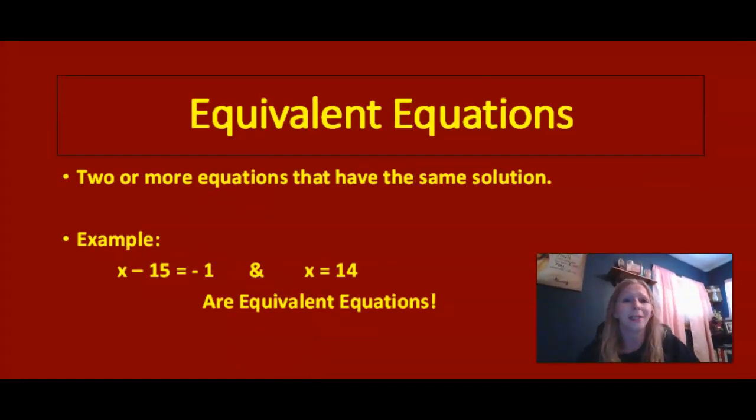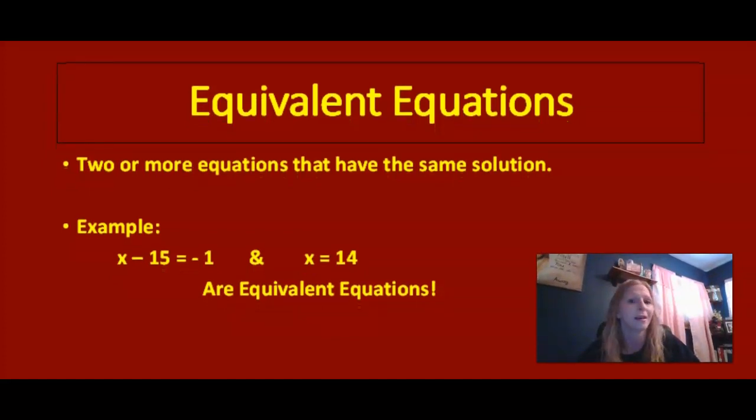What we're really doing here is finding equivalent equations. Equivalent equations are two or more equations that mean the same thing. I could say tomato, tomato. They mean the same thing. It all depends on where you're from or how you want to write it.